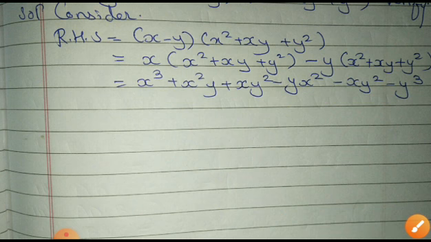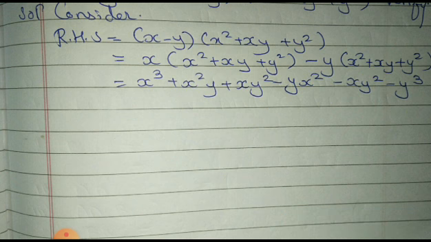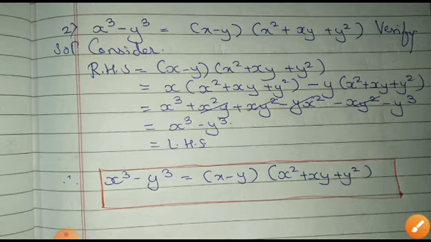Again see whether I can cancel any terms or not. Here it is x square y and I have the term minus y x square. Again xy square and minus xy square will be cancelled. So the remaining terms I'll be getting are x cube minus y cube, and that is your LHS. So the identity we have got is x cube minus y cube is x minus y into x square plus xy plus y square.